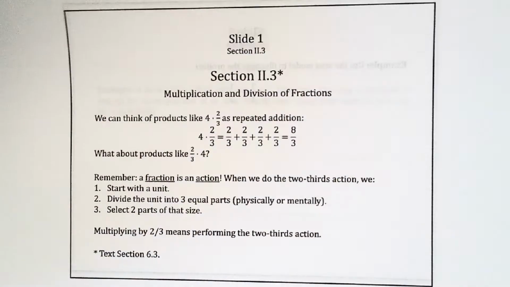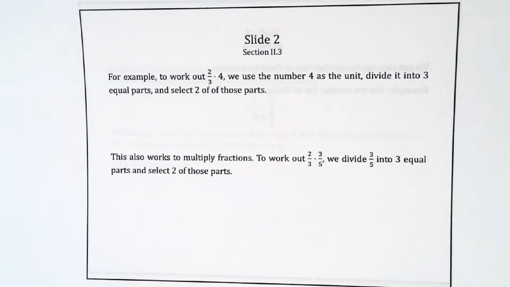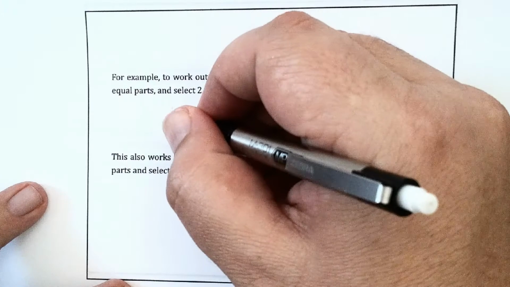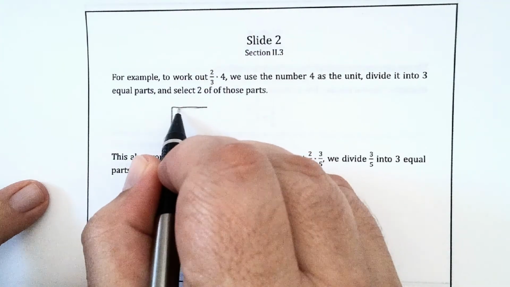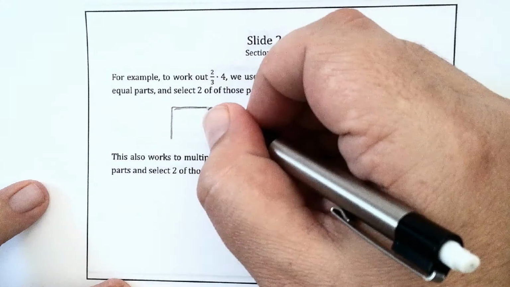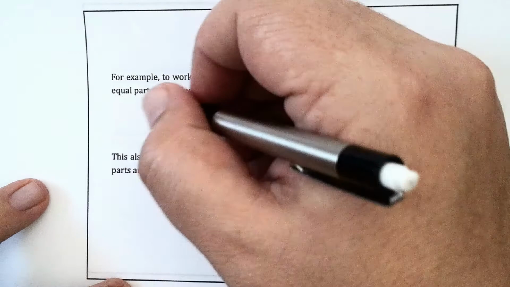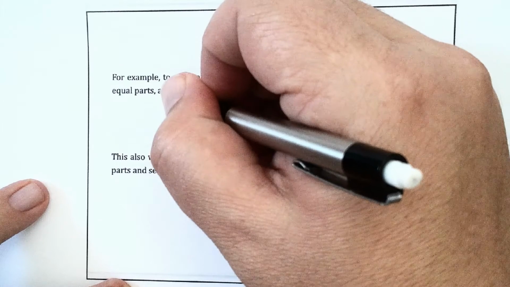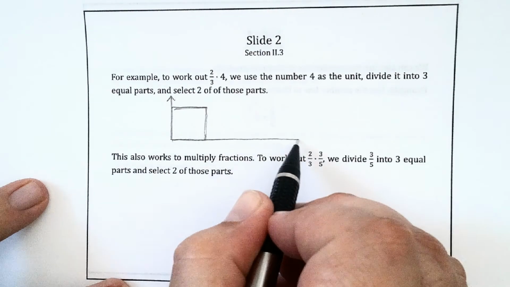So for example, to multiply 2/3 times 4, I take the number 4, the whole thing, as a unit, so to speak, and then I divide it into 3 equal parts, and I select 2 of those parts. So I could do this using the area model. I'll just use squares. And in fact, let's draw number lines, like we might in an algebra class.